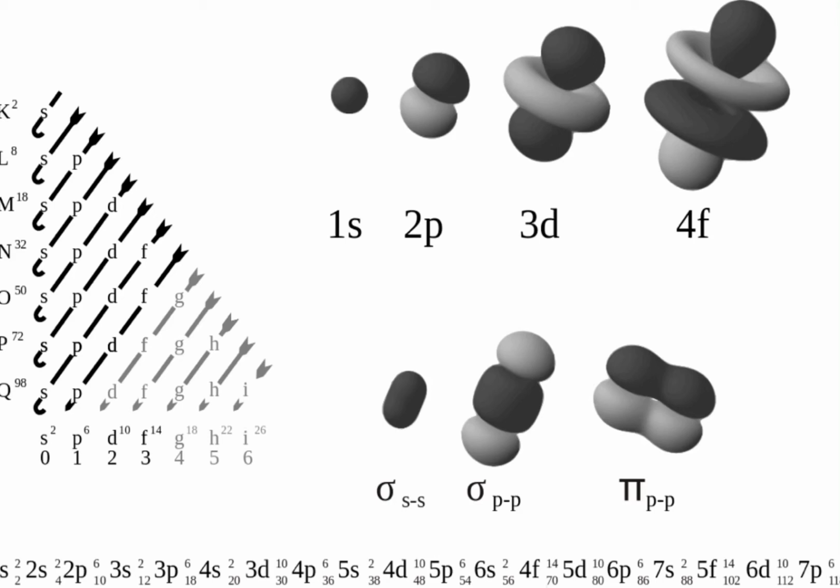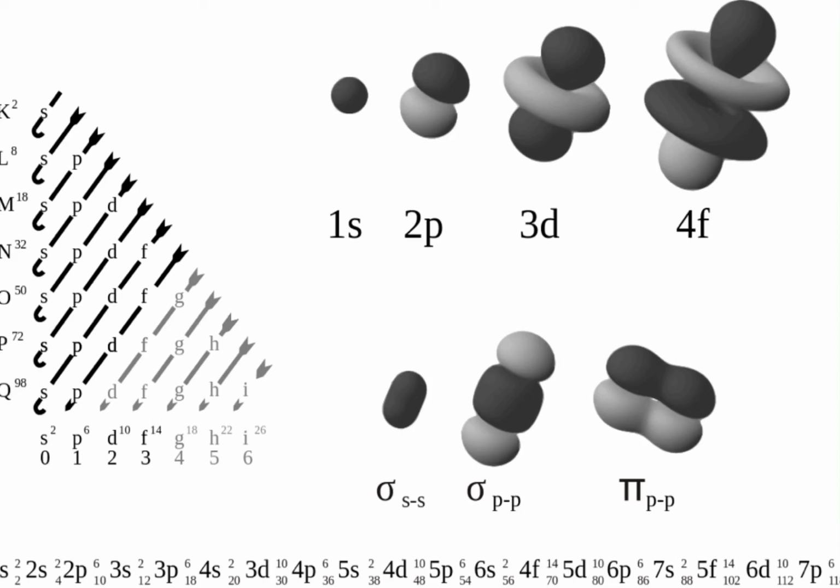Neon, on the other hand, has a total of 10 electrons. 2 are in its innermost 1s orbital, and 8 fill its second shell. Therefore, it is an inert gas and energetically stable. It rarely forms a chemical bond with other atoms.